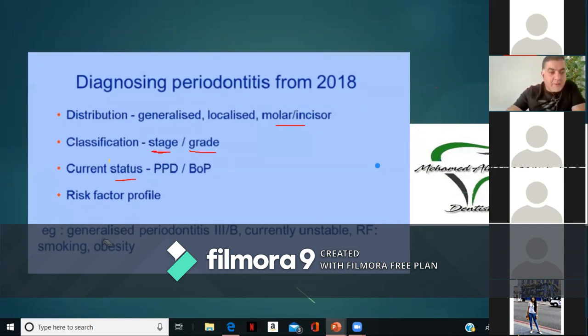So, number one, first part of your diagnosis is to say if it is generalized or localized. Second part is to say if it is stage one, stage two, stage three. Third part is to say if it is grade A, B or C. Fourth part is to say if it is currently stable, non-stable, or in remission. Fifth part, smoking or risk factor. So again, it is very easy. Causes of periodontitis, 5. Diagnosis of periodontitis, again, 5. So okay, 5 things to remember.